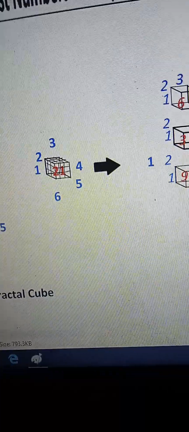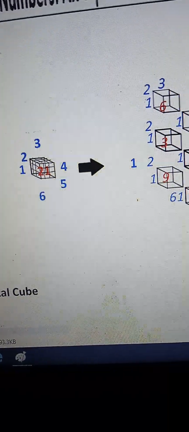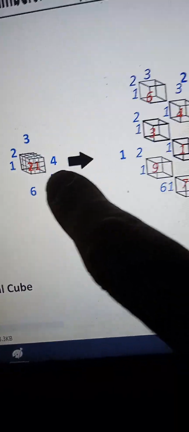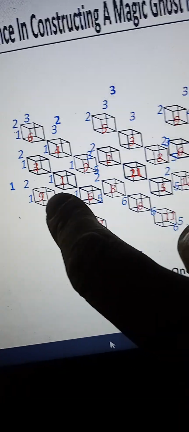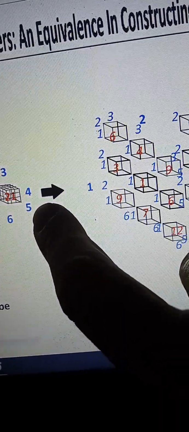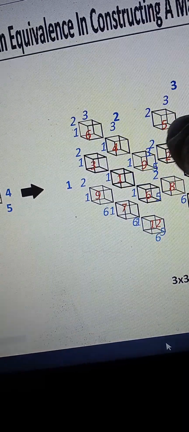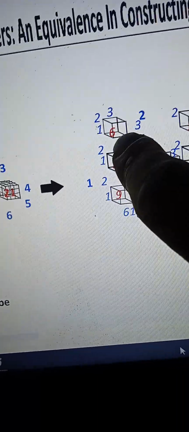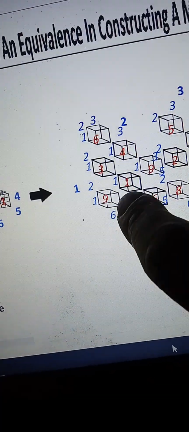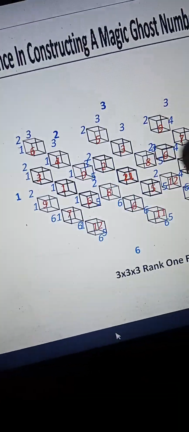But moving on to a 3 by 3 by 3 rank 1 fractal cube. This gives the whole magic ghost number cube, because it introduces not just the primitives that come directly from the primary numbers, because 6 right here is 3, 2, and 1 added together, primary numbers. They're the primitives of that set of primary numbers 1, 2, and 3, and so on around the cube.